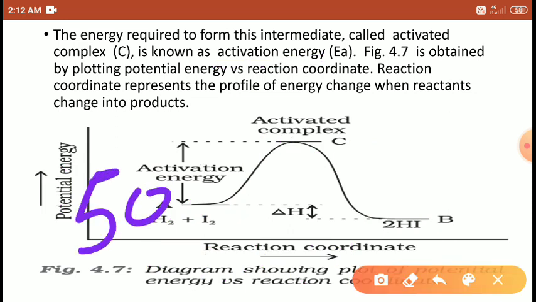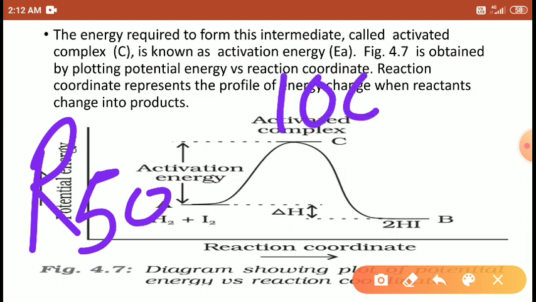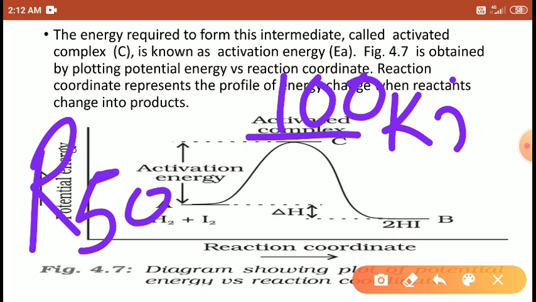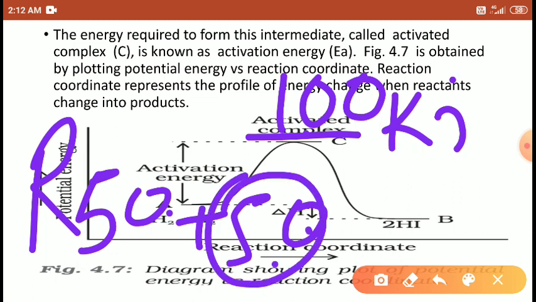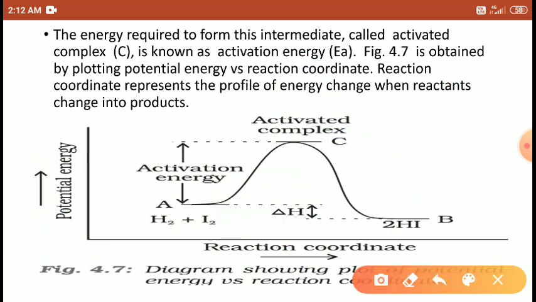One more time. A reactant particle having 50 kilojoule energy reaches the activated complex, which has 100 kilojoule. For the reactant particle to reach the activated state, we have to add some more energy, 50 kilojoule. So this 50 kilojoule is the extra, additional energy, the activation energy. Right, students?